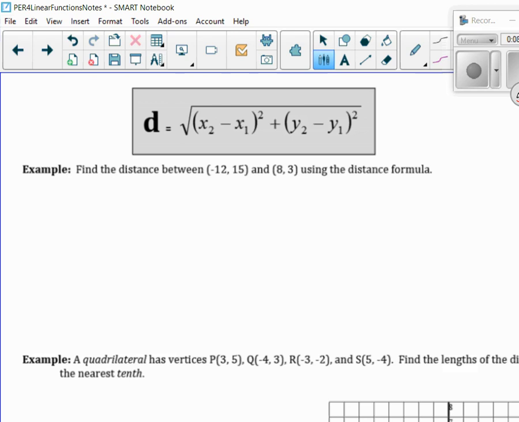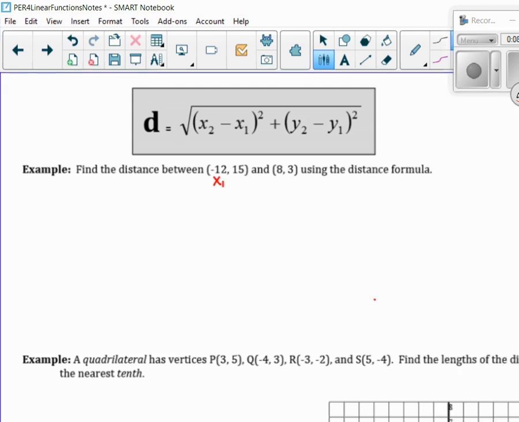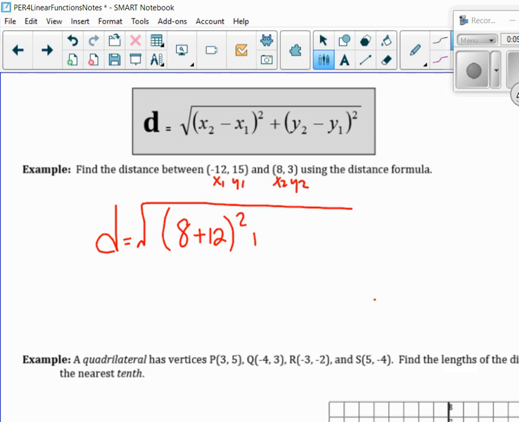Okay, so let's find the distance between negative 12, 15, and 8, 3 using the distance formula. So x1, y1, x2, y2. Everybody good? And we're going to plug her in. D equals the square root of 8 subtract negative 12. So 8 plus 12 squared plus 3 minus 15 squared. Does everybody know where I'm doing this?